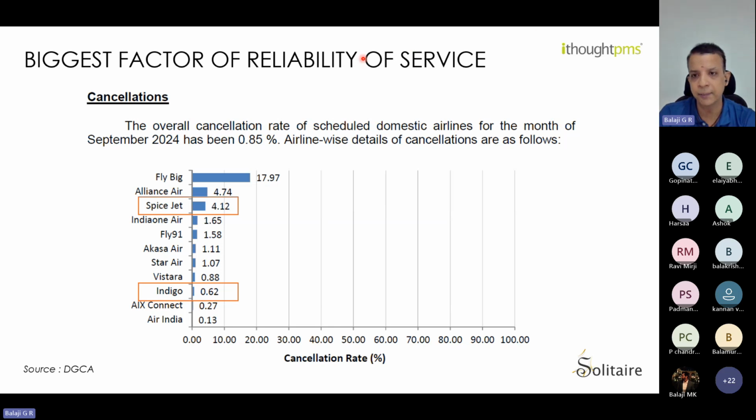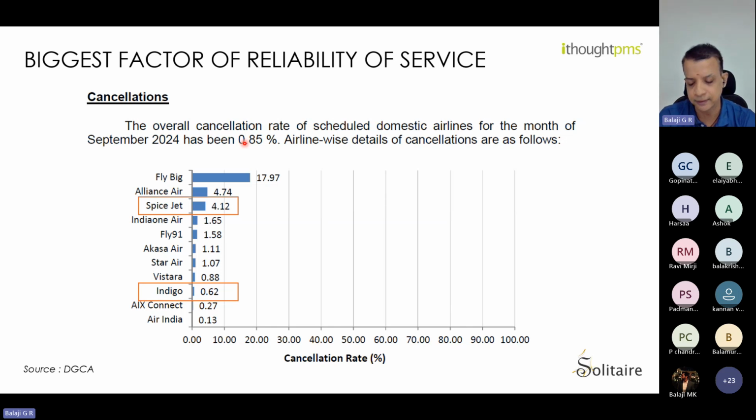The biggest factors of reliability of service are on-time arrival and cancellation. Again, I just highlighted 2 brands, nothing specific on SpiceJet, but I think SpiceJet is very close to us. We have seen the way SpiceJet rose. If you look at SpiceJet, as per last month's September data, 4.12% is the cancellation rate. At an India level, the cancellation rate is close to 0.85%. So as a passenger, you should be well aware the base rate of cancellation is 0.85%. Out of 100 flights, 1 flight getting cancelled is close to a norm.